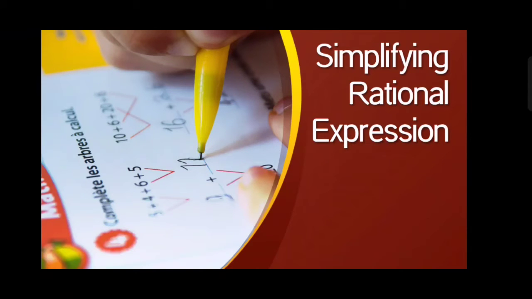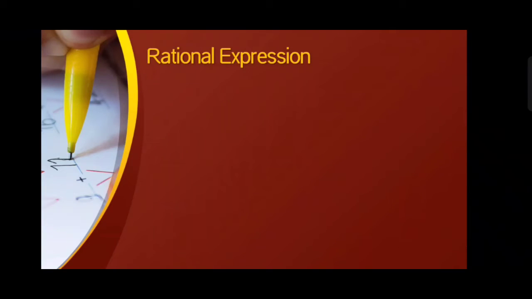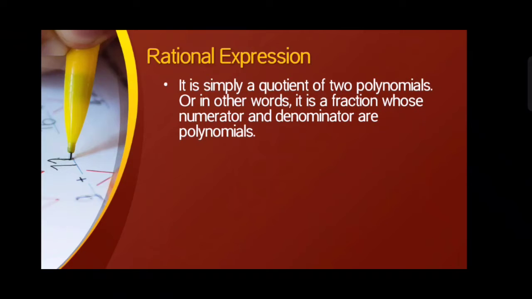Simplifying rational expressions. First, let's define what a rational expression is. A rational expression is simply a quotient of two polynomials, or in other words, a fraction whose numerator and denominator are polynomials. Let's proceed to the example.